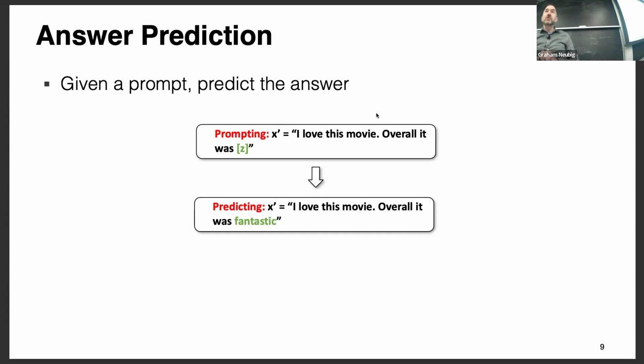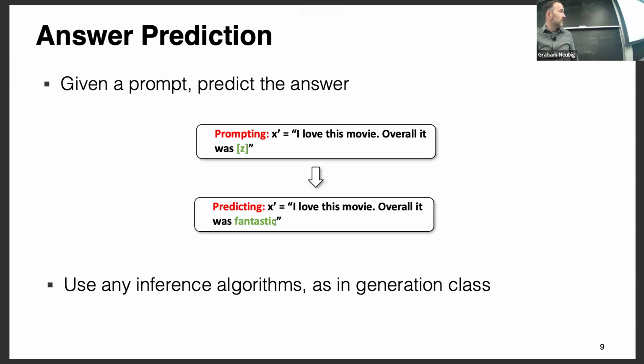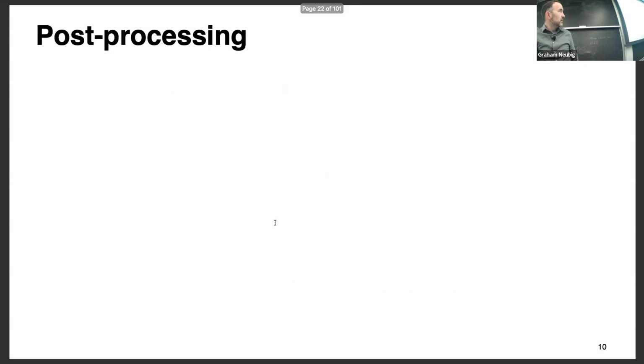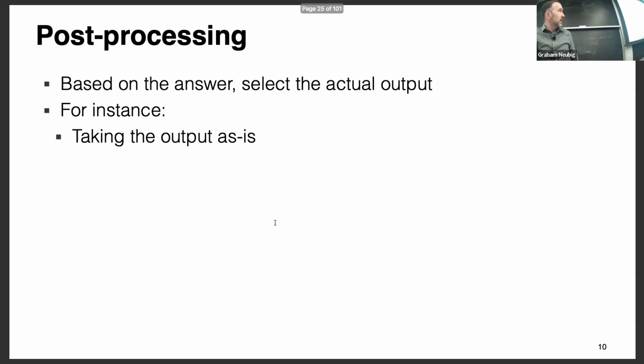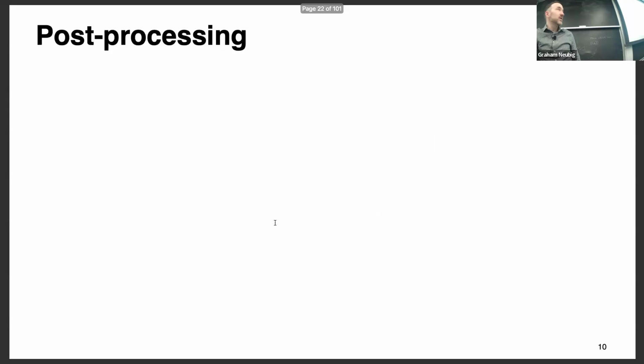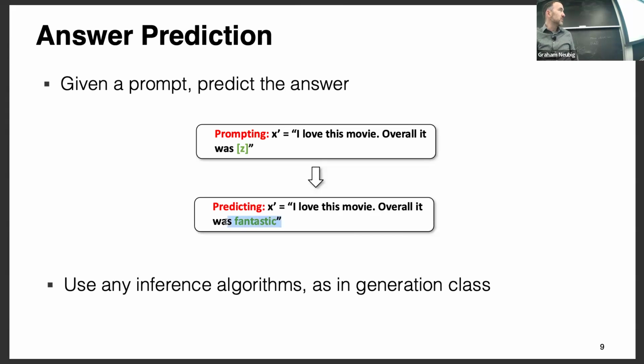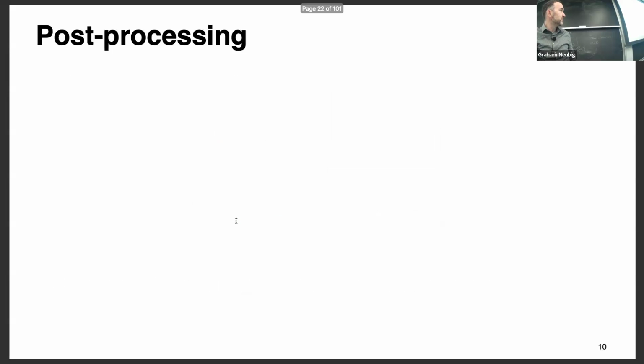So the next thing we do is answer prediction. Given the prompt, we predict the answer, using whatever algorithm we want to use. We predict "fantastic" here. Actually, it might not predict "fantastic." It might predict something else, like "Overall, it was a really fantastic movie that I liked a lot," or something like that.